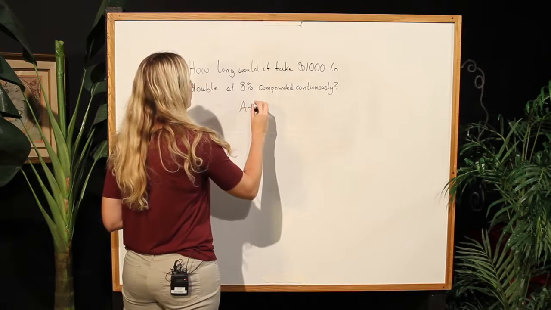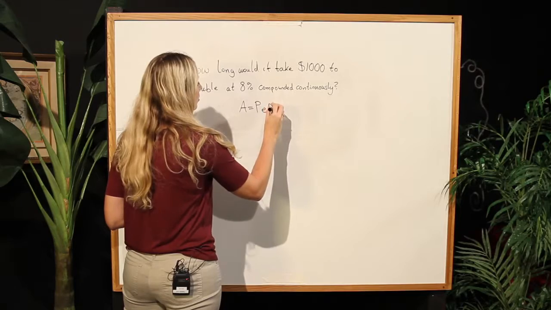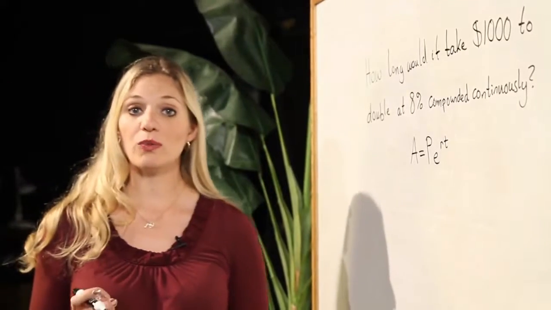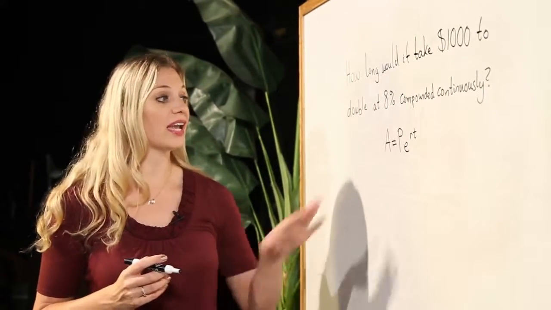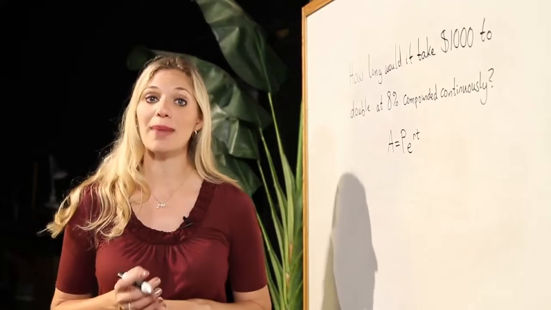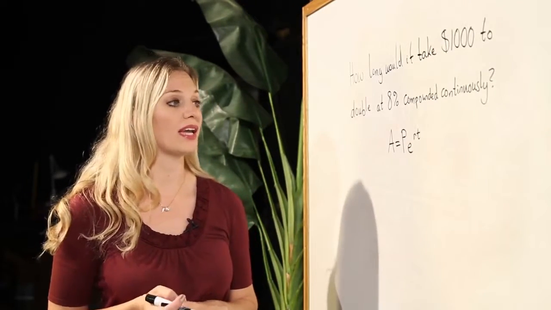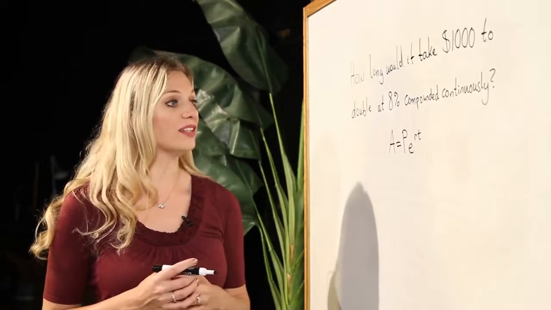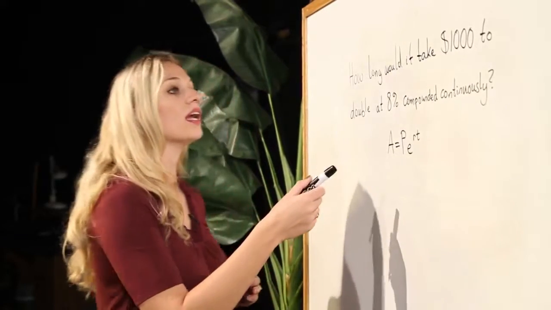A is equal to P times e raised to the rt. This is the equation we will use anytime we have something compounded continuously. A represents the end amount. P is the principal, how much money we started with. e is the number e. r is our rate, and t represents our time.